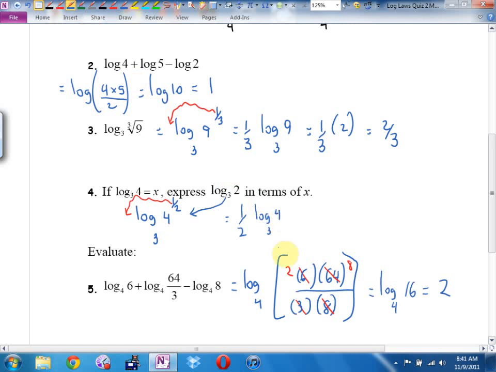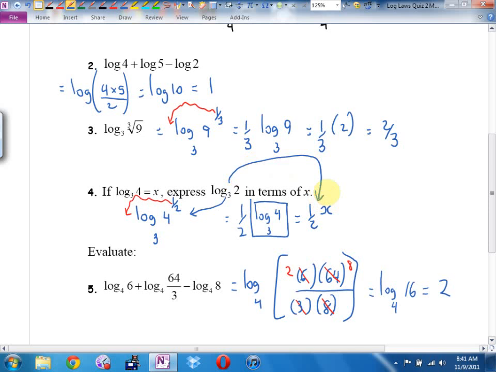Why is that so nice? What is the log base 3 of 4 the same as? When I see a log base 3 of 4, what can I replace it with? I can replace it with an x. That's what it says. There's a 1/2 in front and an x. And you know what I've just done? I have written this in terms of x.